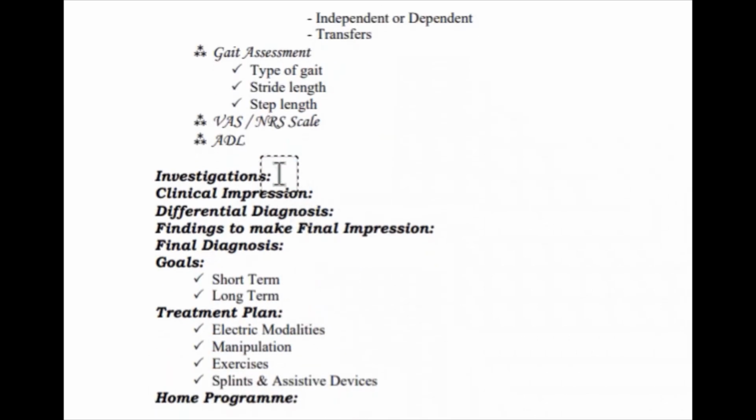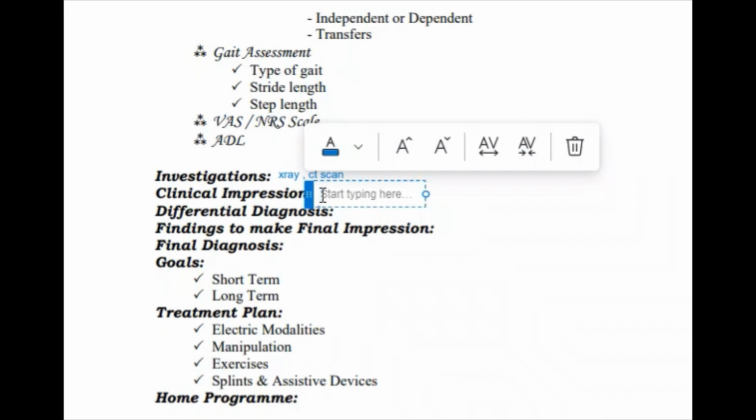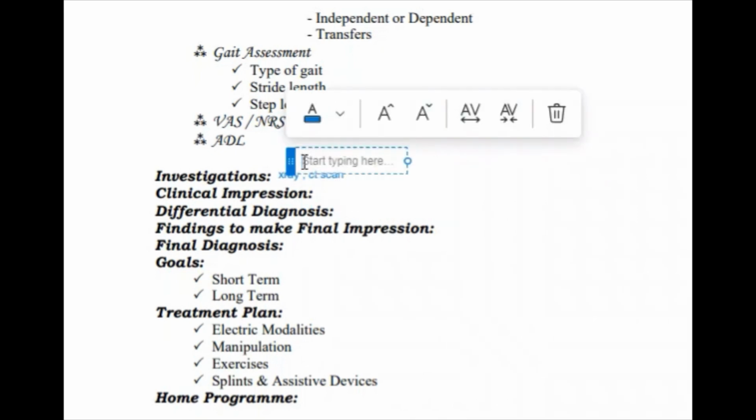Then investigation: if you feel any investigation is required, you can send the patient for CT scans or X-ray. If any abnormality is seen, the clinical impression should be mentioned, such as any joint space reduction. One more point: for an X-ray you need to mention which view you want, AP view or lateral view. This needs to be mentioned.